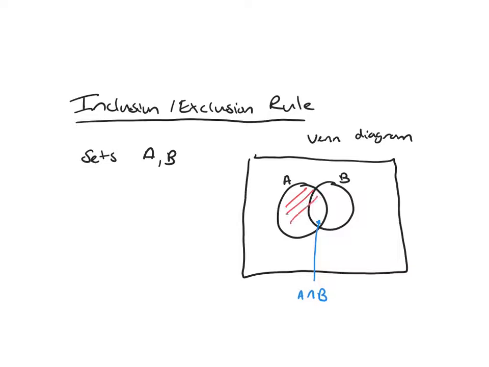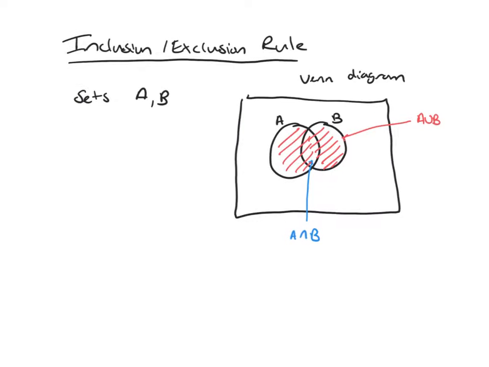And if I take the union, it would be the shaded in region here. So this would be A union B. And I want to count how many elements are in the union. It's the number of elements in A union B.